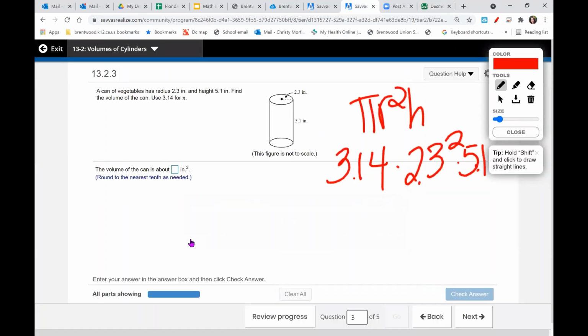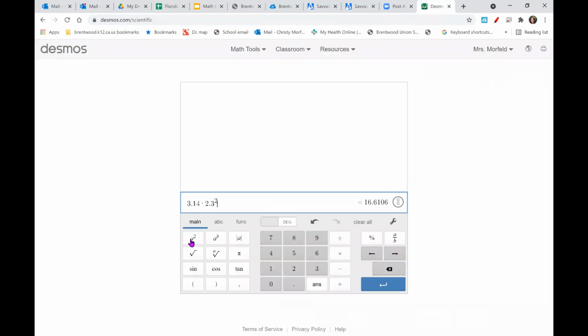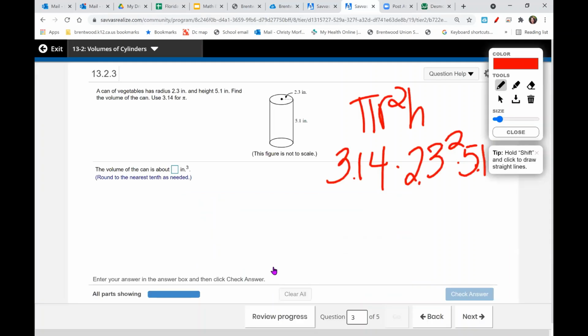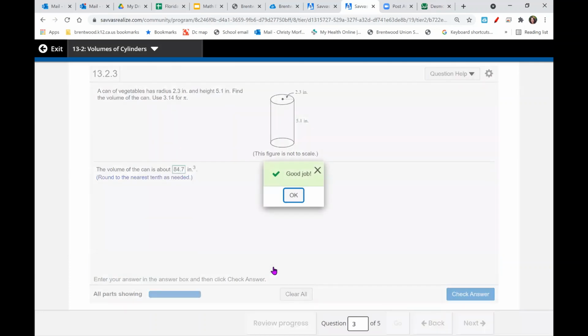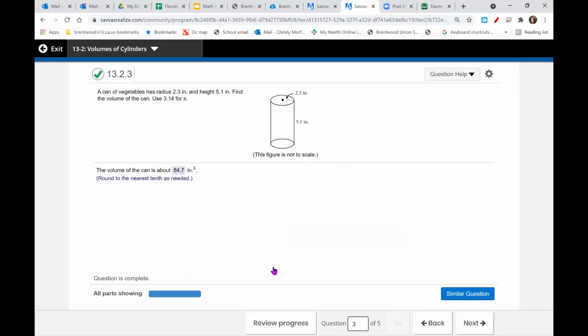2.3 squared. And if you need to go back and forth a bunch of times, it'd be helpful if you probably just used your phone. It's a lot quicker. You can look at the two at the same time. And then times 5.1. All right, it says round to the nearest tenth. So for me, that would be just 84.7. Hopefully I typed that all in correctly. And we're good. So that's all you're doing today.